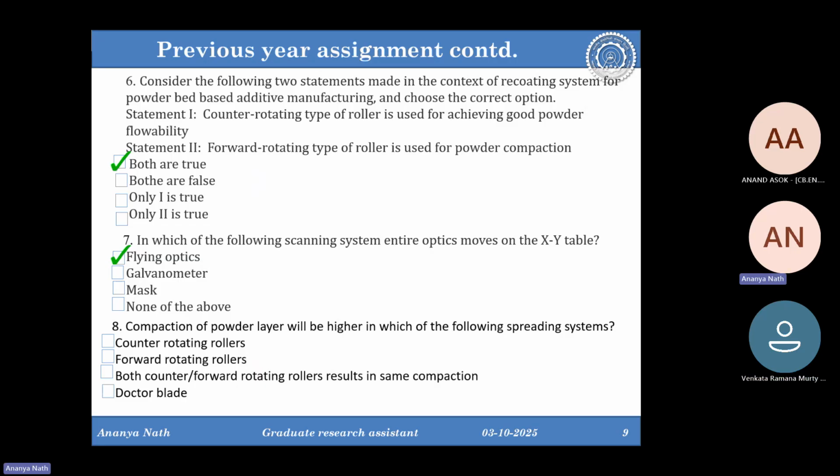Compaction of powder layer will be higher in which of the following recoating systems? As we said in the first question, it is the forward rotating type roller.